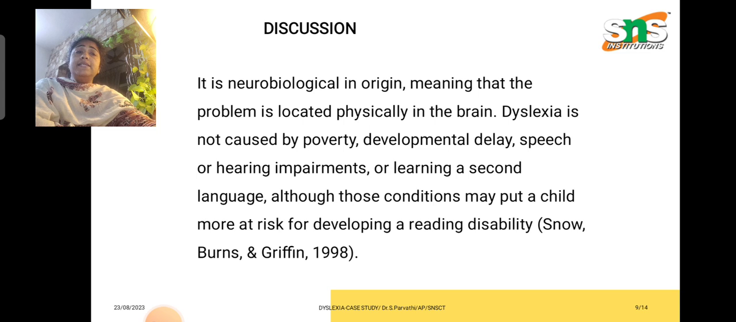These are all some of the discussions. It is neurobiological in origin, meaning that the problem is located physically in the brain. Dyslexia is not caused by poverty or developmental delay or speech or hearing impairments or learning a second language, although those conditions may put a child more at risk for developing a reading disability.